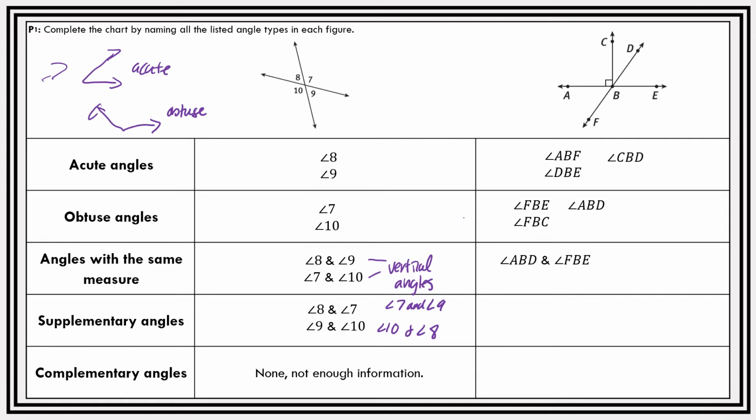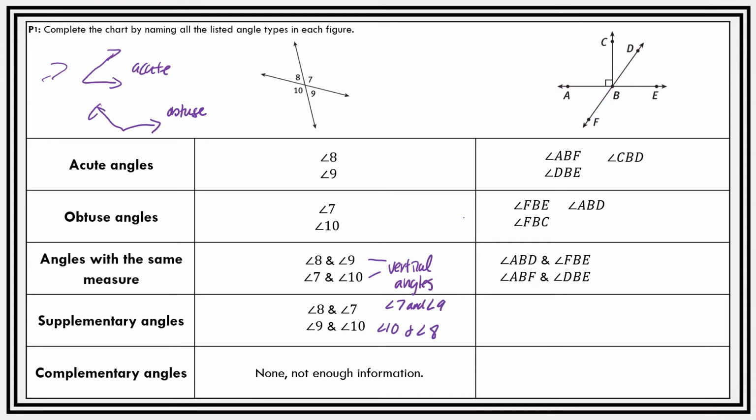So angles with the same measure now. My first one we had is ABD and then FBE. We know those are equal because they are vertical angles, formed by two intersecting lines. Cool. What else? How about ABF and DBE? That's another two vertical angles right there, right? Okay, that looks good to me.